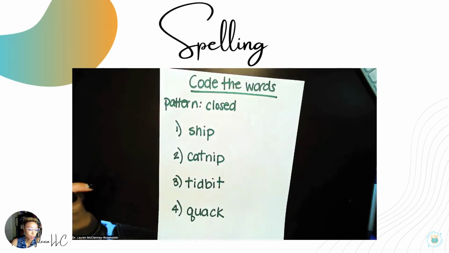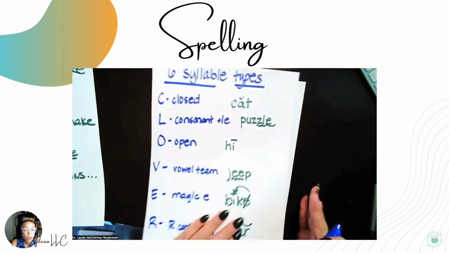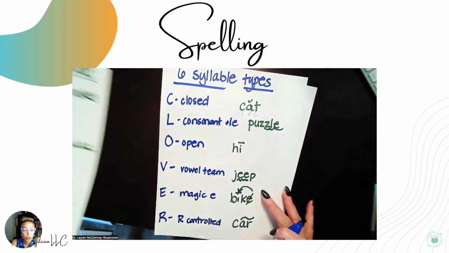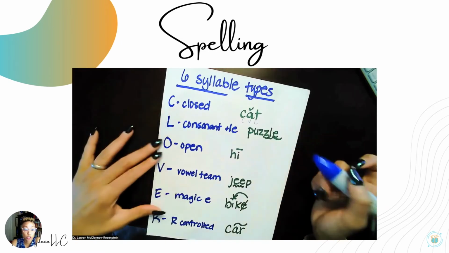All right, so we're going to delve into closed syllables. So I'm just going to go in order of Clover, as I just showed you in the previous page. So as you saw in the last module, these are the 6 syllable types. So what I'm going to do is show you how to code.